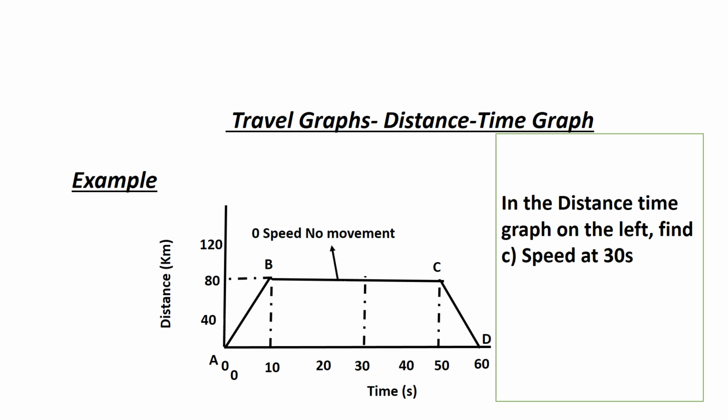The last question is speed at 30 seconds. If we go to 30 seconds, which is here, what's the speed here? There is no movement, so there is 0 speed. So the speed is 0.